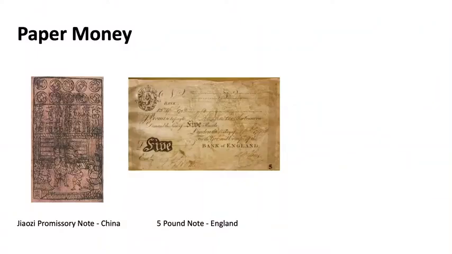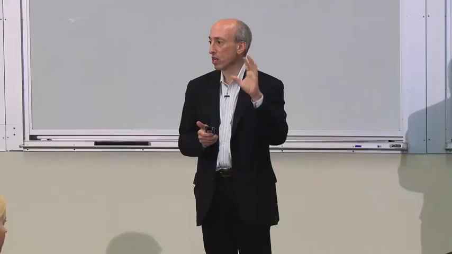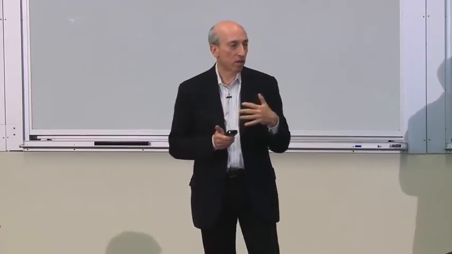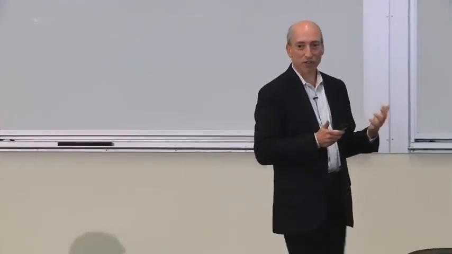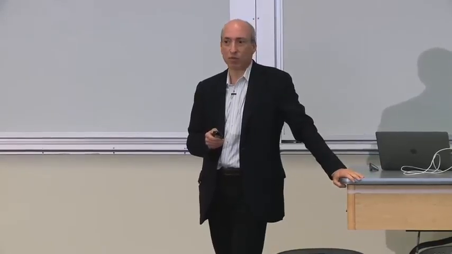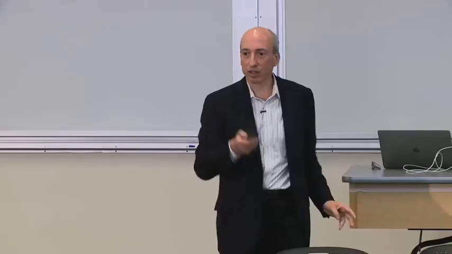These are 5-pound notes from England and the continental notes in the US, but that note in China is about 700 years old. But between that first paper money and the 18th century, who do you think were kind of the first bankers in the late 17th century, early 18th century? What craft had they been in before they were in banking? Trading. International trade.